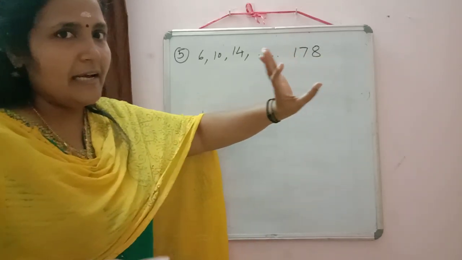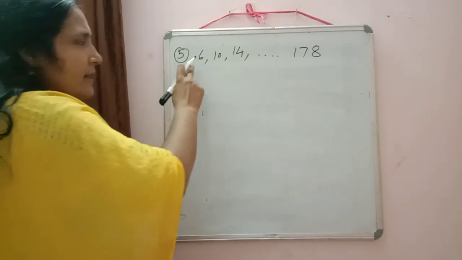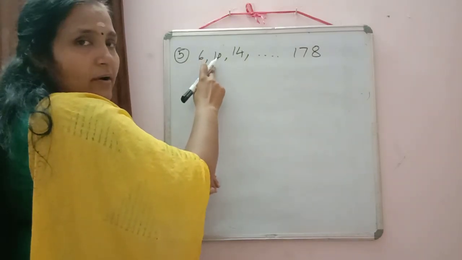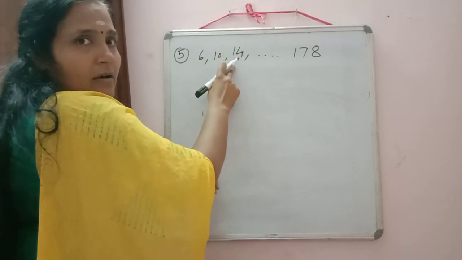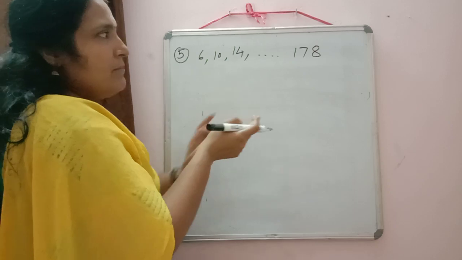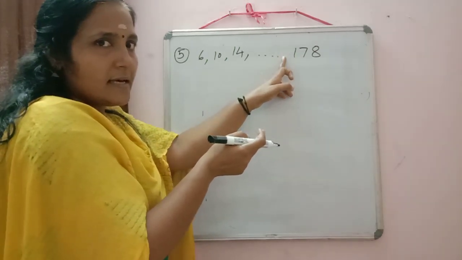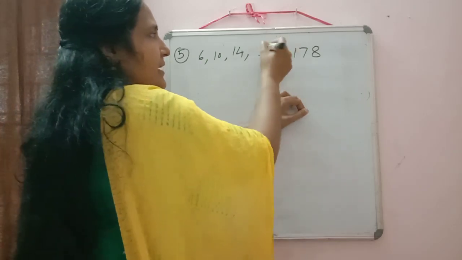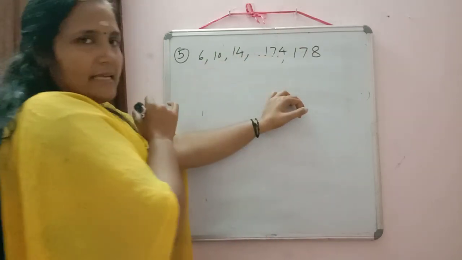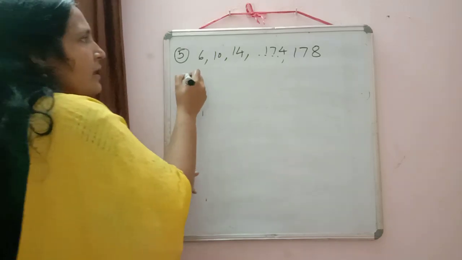So what we are doing? We are reversing the AP now. Now just to check there. 6 plus 4, 10. 10 plus 4, 14. So we are adding 4 to the previous term. So can you tell me what will be the previous term here? Yes, correct. The previous term is equal to 174. So I am just reversing the AP now.